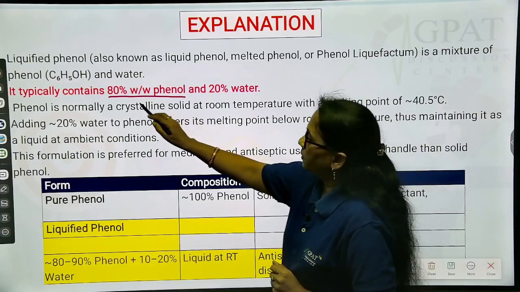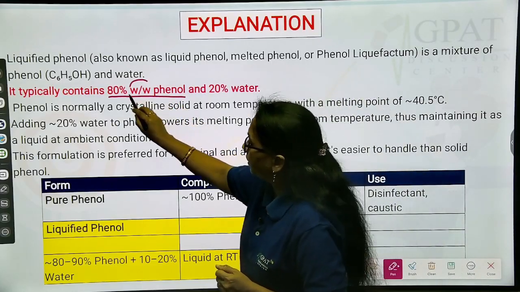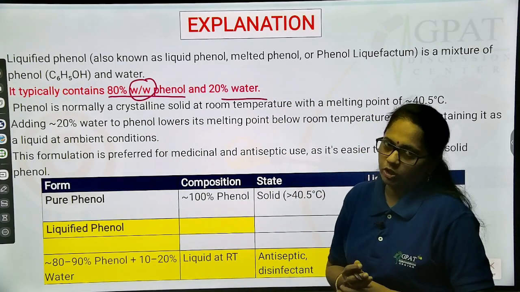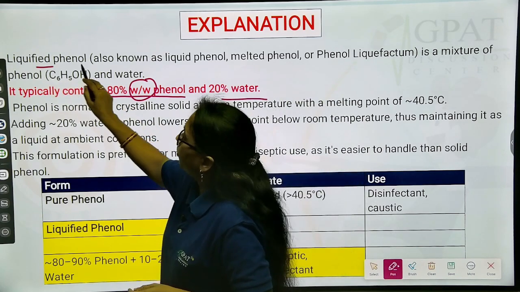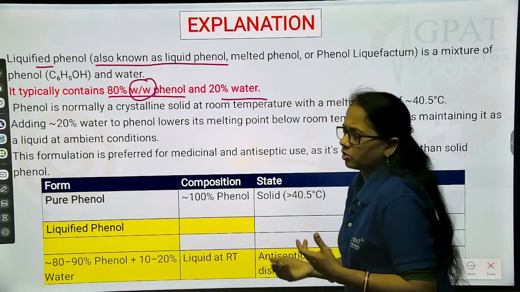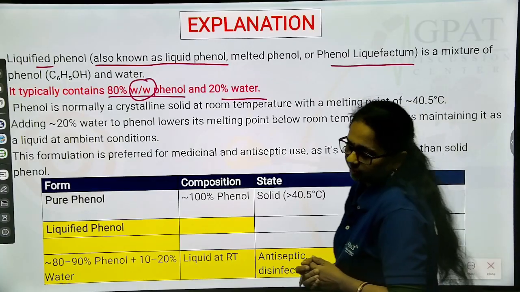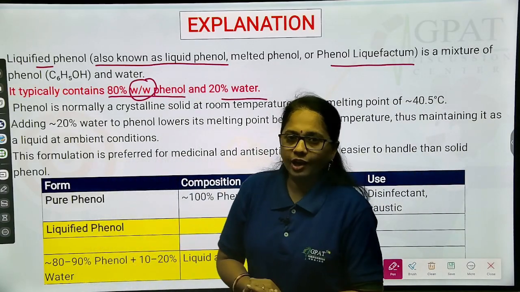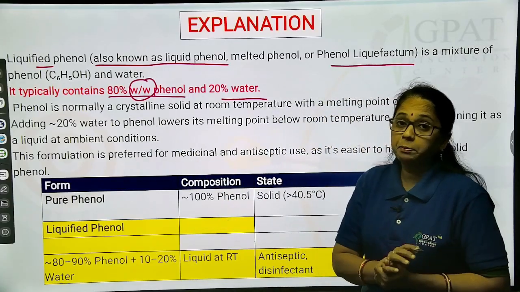So, this 80% means phenol, which is going to be prepared weight by weight, whereas the other 20% is water. That formulation we are going to call liquefied phenol, also called liquid phenol, melted phenol or phenol liquefactum. So, it is a mixture of phenol and water at 80:20, on a weight by weight basis.